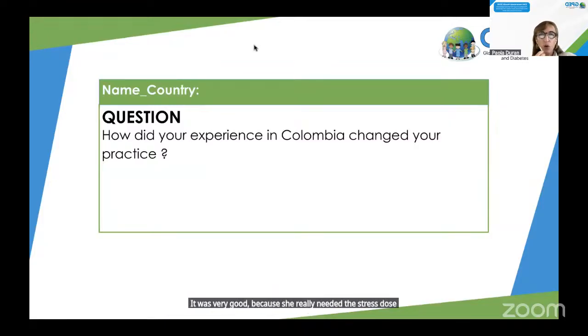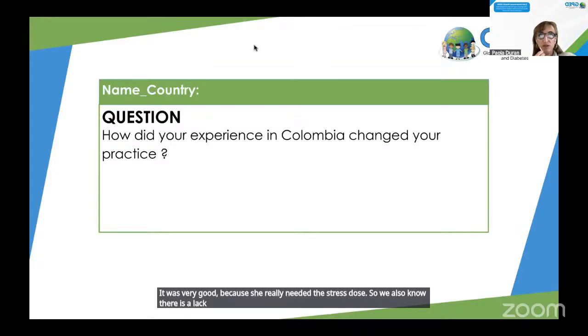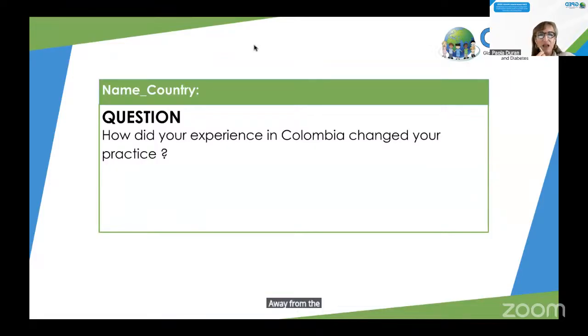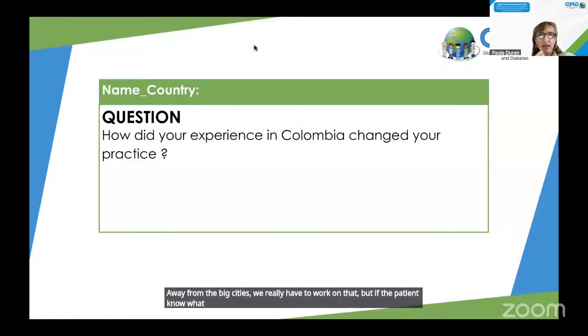So we also know there is a lack of knowledge among health professionals, mostly in areas that are away from the big cities. We really have to work on that. But if the patients know what they have to do, they understand better, it really changes the experience for the doctor and for them.